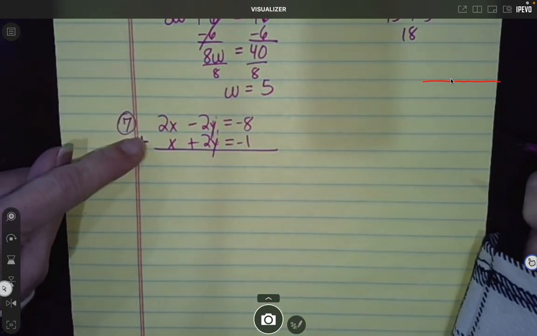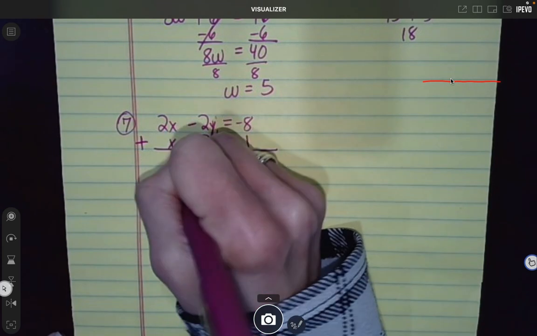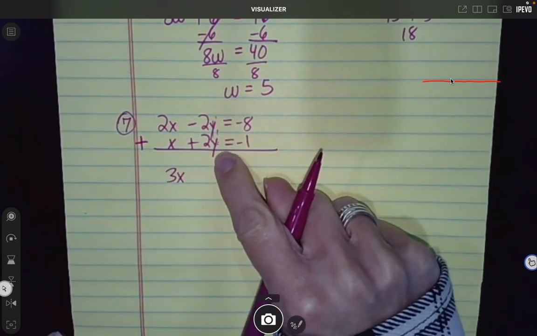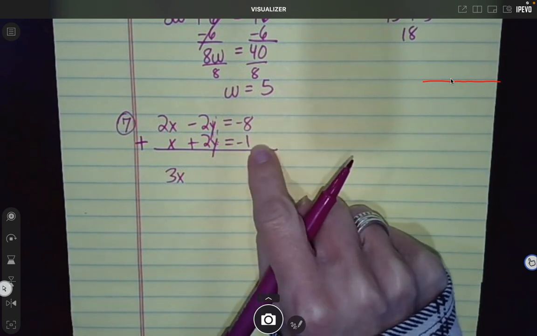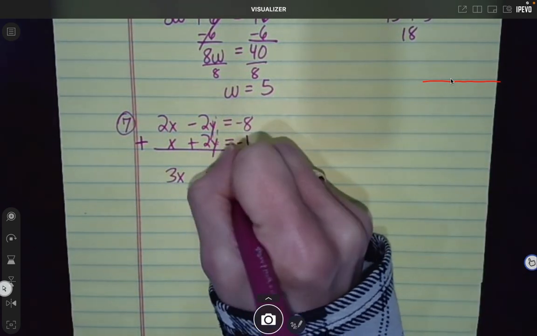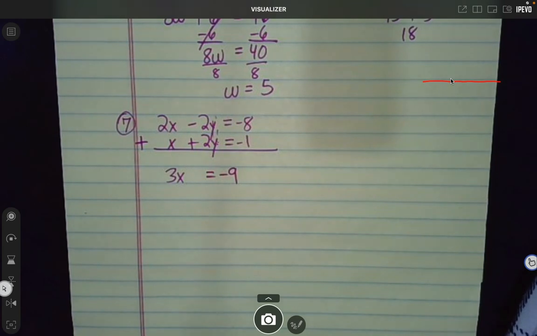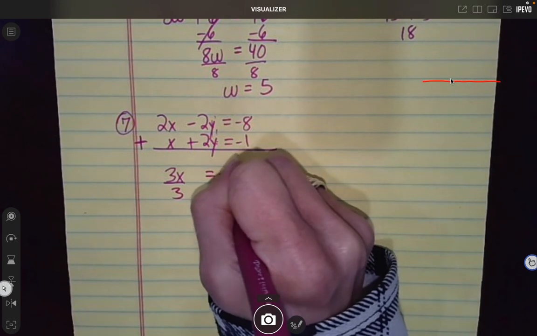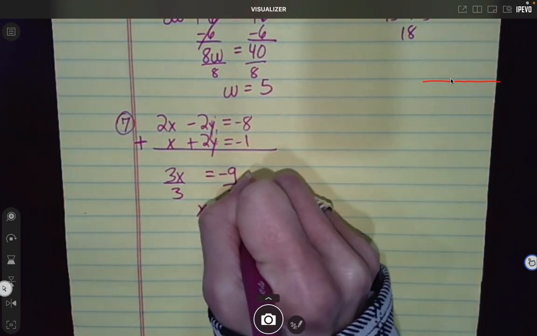What is 2x plus another x? 3x. What is -2 plus 2? That's the whole point, to eliminate it. And then what's -8 plus -1? -9. I swear we've done this problem 5 times as well. Okay, then how do I finish solving? You divide by 3. Divide by 3, and x equals -3.